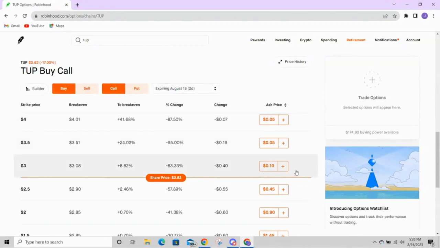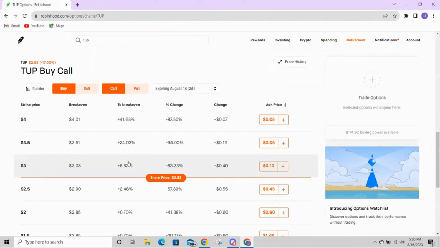And the ask price, this 10 cents, is our premium. So that would be the $5,000 from our example earlier. Keep in mind it's for 100 shares, so this is 10 cents a share, so the premium would be $10. So if you were going to buy a call option for the $3 strike price for Tupperware, you would pay a $10 premium, and then at the end of this week on Friday, if the share price is above $3, you would execute and buy 100 shares at $3. If it's below that, you would not execute.